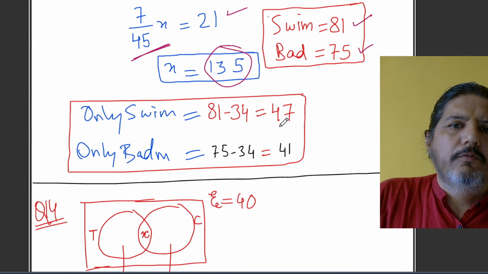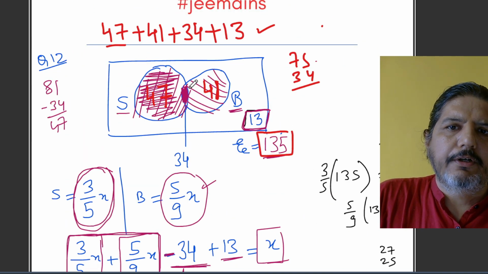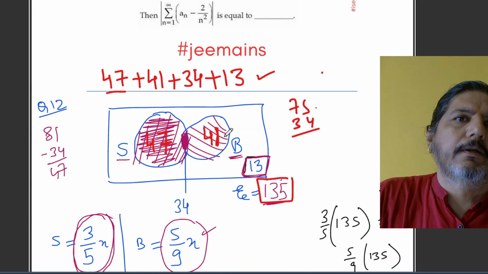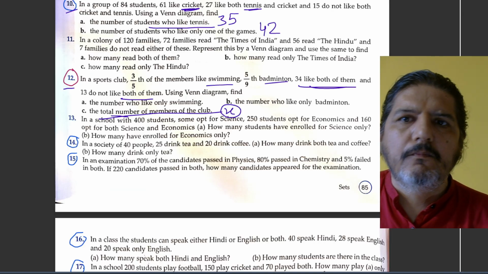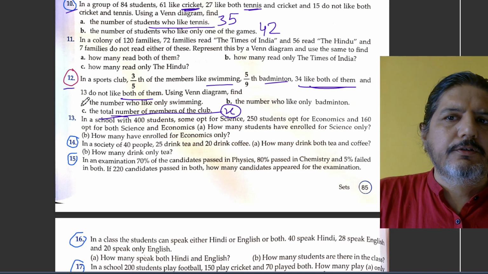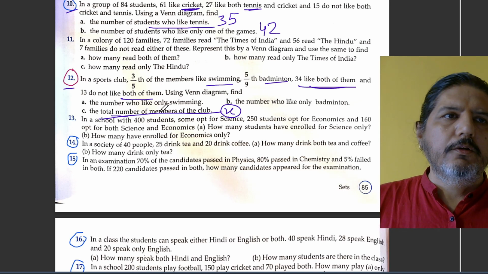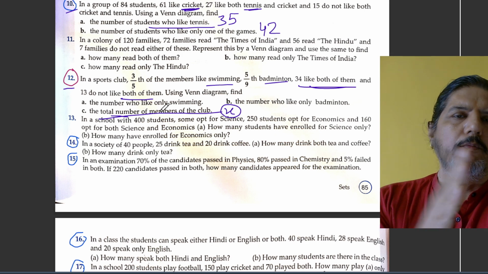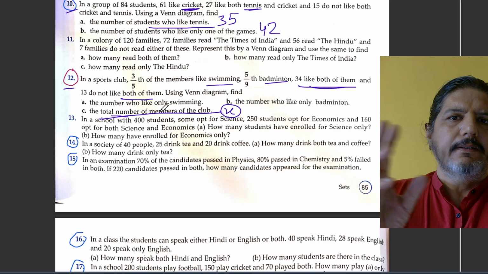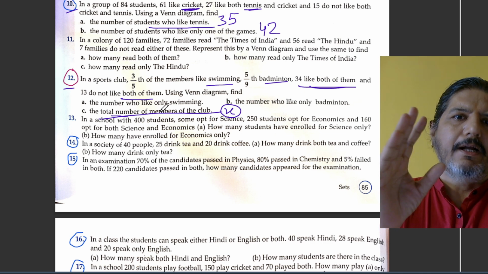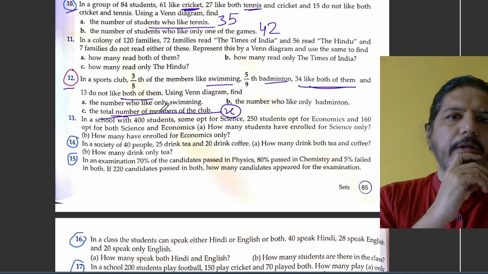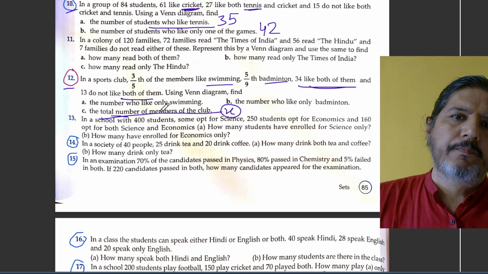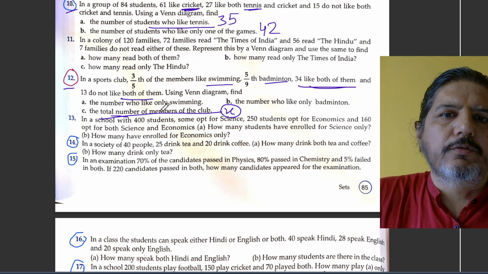So only swimming will have 47, and only badminton would be equal to 41. So these are the answers for all the three parts A, B, C, and I encourage you to see this lecture again, because this is a kind of question where step by step you try to understand. For a class 8 student, there would be some things that he won't be able to understand. So that is why I'm suggesting that please have a look at this lecture twice or thrice.